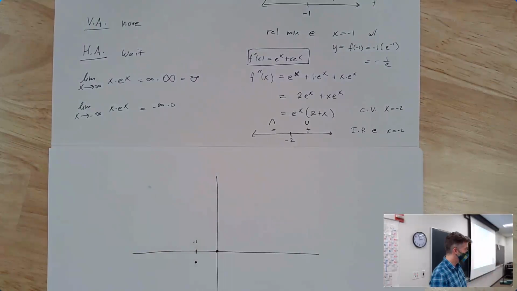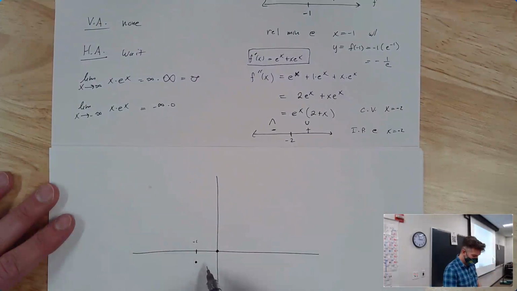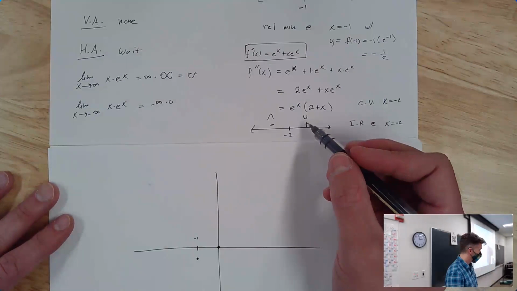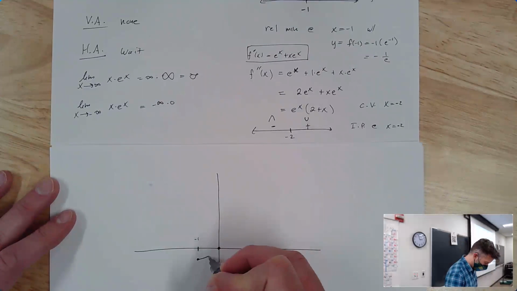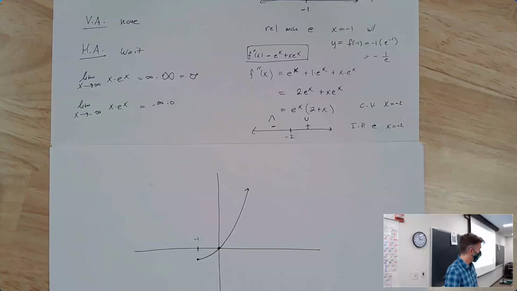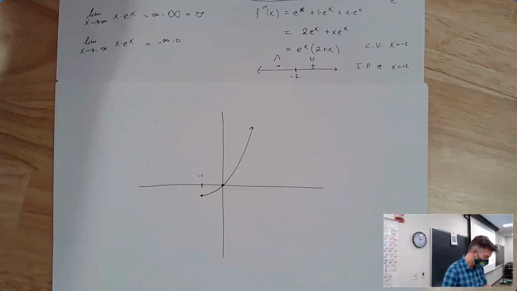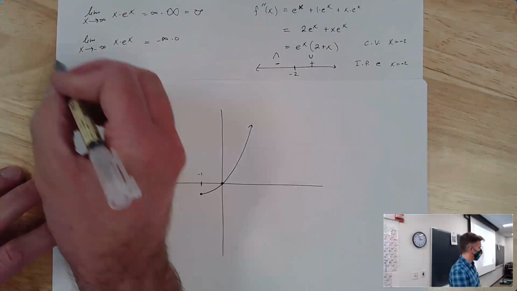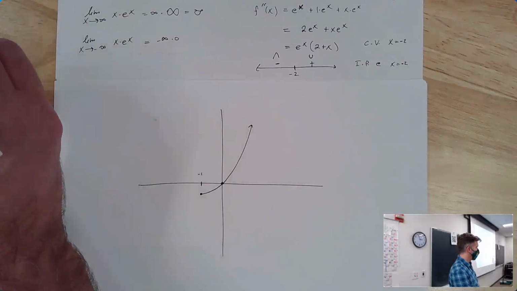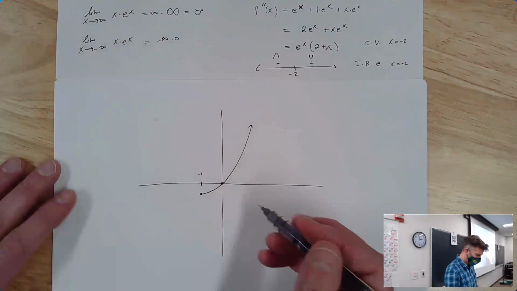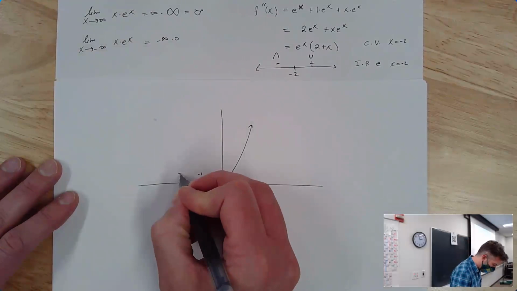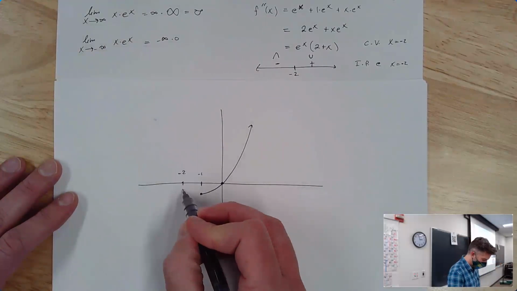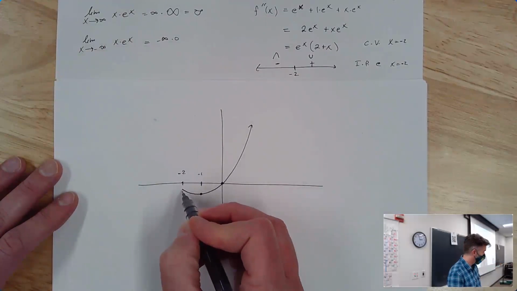There's my minimum. So I know to the left, the function is decreasing. To the right, the function is increasing. So here's to the right. It just keeps going up like that. But to the left, I have less choices. To the left, I can't just cross the x-axis because I don't have any x-intercepts. And also I have this inflection point over at -2 where I stop being concave up and start being concave down.